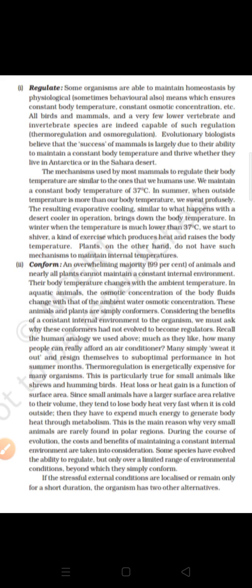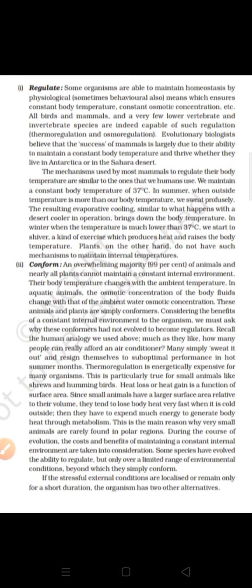The success of mammals is largely due to their ability to maintain their body temperature, because we can live in the Sahara desert and also in the Antarctic zone. Most mammals can regulate their body temperature like humans. Our constant body temperature is 37 degrees Celsius, or we can say 98 to 99 degrees Fahrenheit. In summer, when the outside temperature is high, humans can still maintain their body temperature. In very cold areas also, humans can maintain their body temperature, by which mammals can survive nicely through regulation.